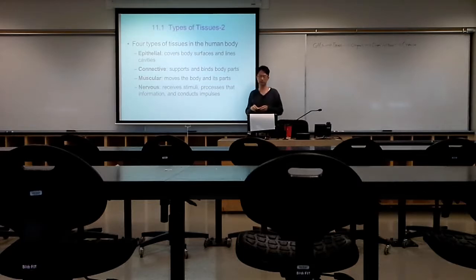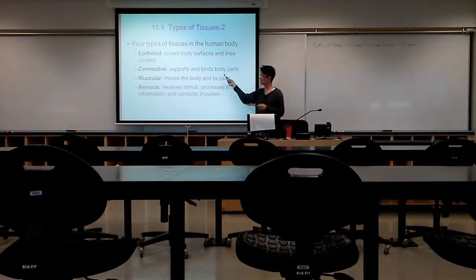Epithelial tissue covers the surface of the body, but also the surface of the organs inside your body. So inside your body, you have different organs, and on the surface of the different organs, they have epithelial cells as well. They also line cavities, meaning that if there is a cavity inside your organ, let's say your stomach or your esophagus, the lining of the cavity is also made up of epithelial cells.